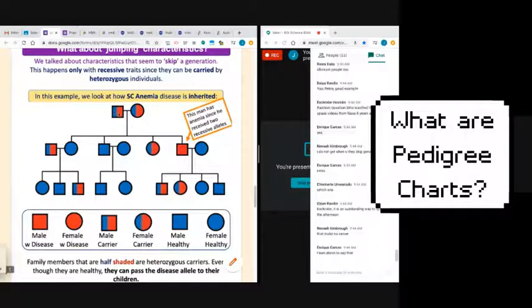Look at these grandparents. Both of these grandparents were heterozygous, also known as carriers.